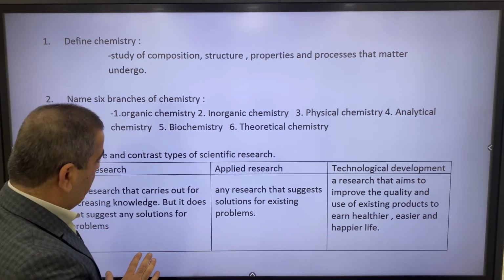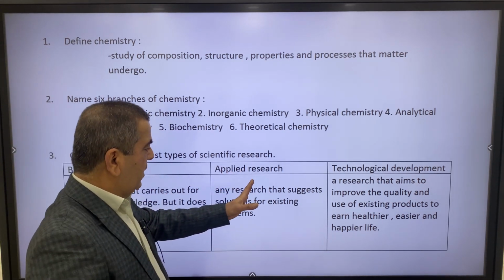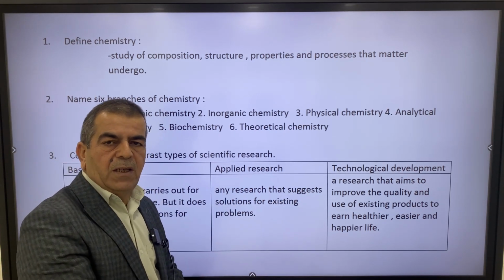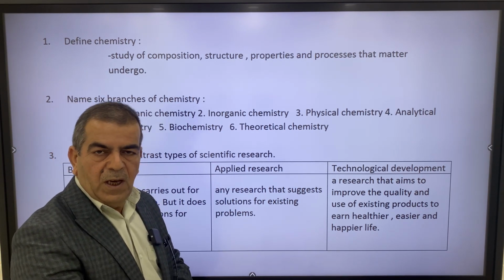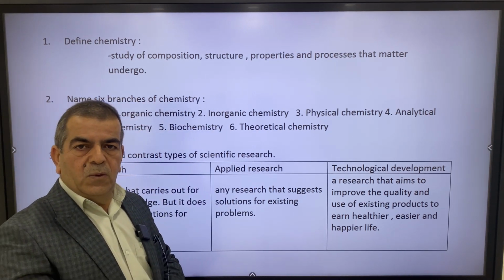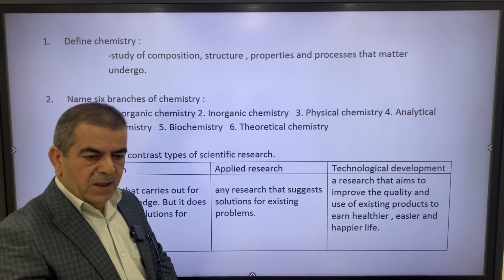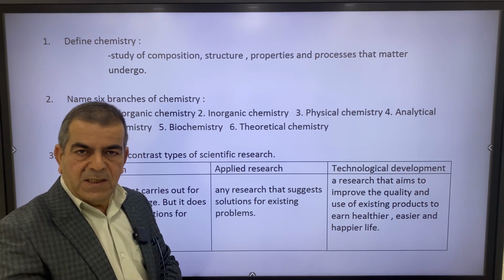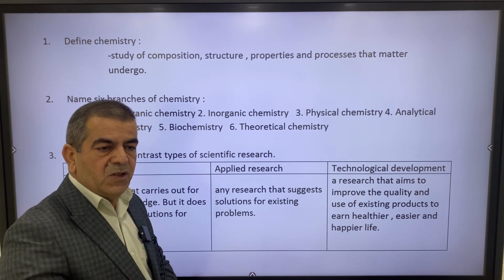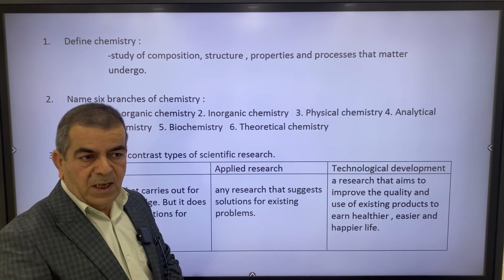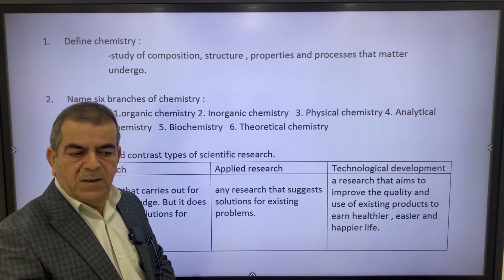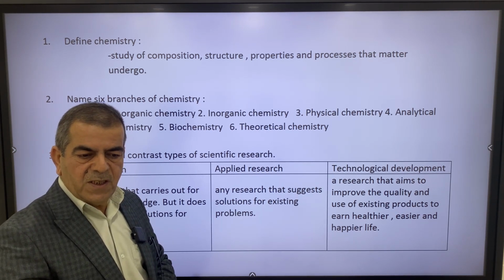This is basic research. Applied research is research that suggests solutions for existing problems. There is a problem and you want to solve it, such as the examples we just said about the ozone layer and suggesting hydrofluorocarbon gases, HFC gases, as a replacement for CFC gases that were used in the 80s of last century. And it actually gave fair results. The ozone layer gets healed, gets recovered after using HFC gases.